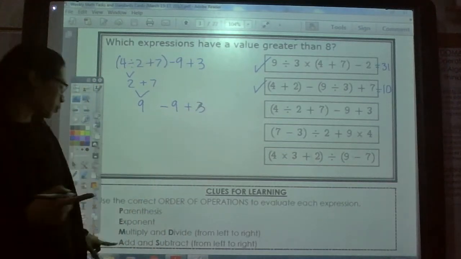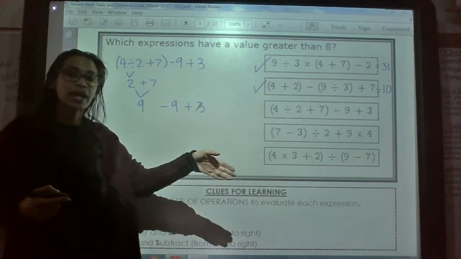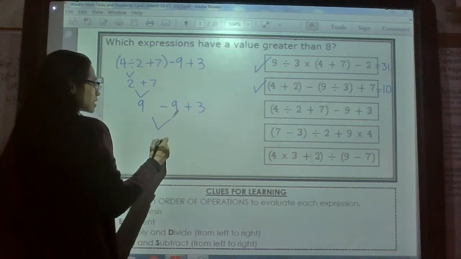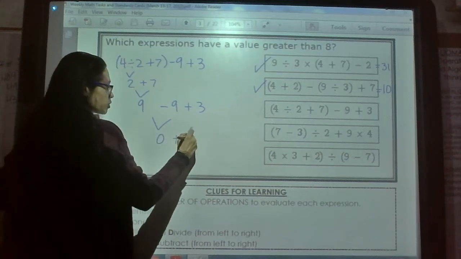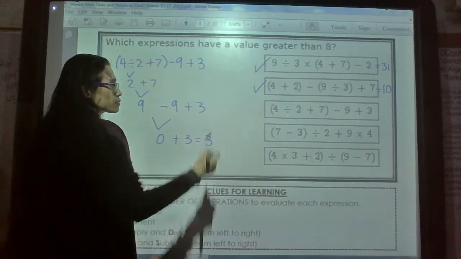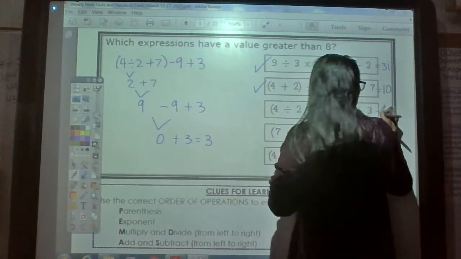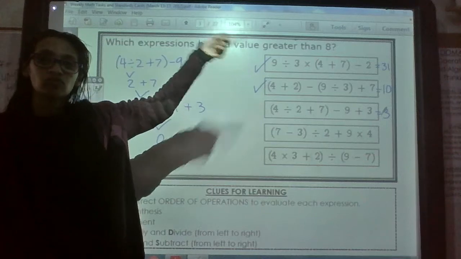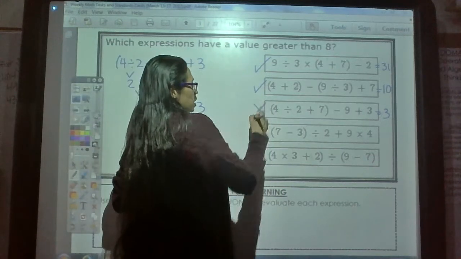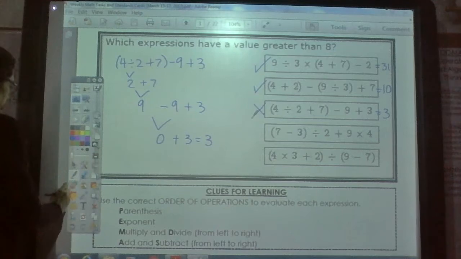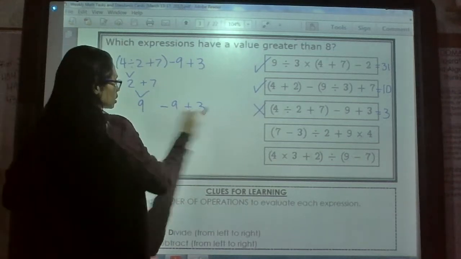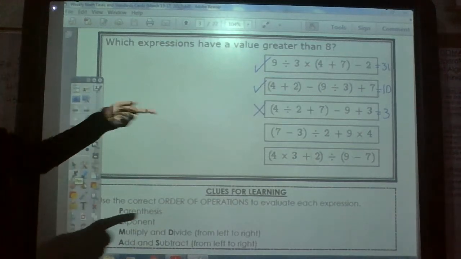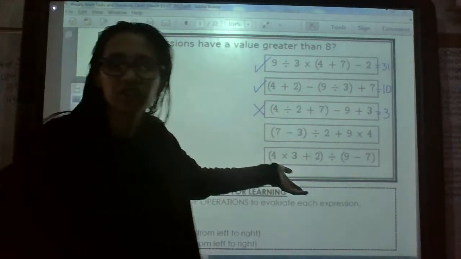So what do we do next? We don't add. Remember, we add and subtract from left to right. So we see the subtraction problem first. 9 minus 9 is 0. Plus 3 equals 3. So go ahead and write that down. Now, does that expression have a value greater than 8? Nope. So we could just put an X right there. Oh no. You're not greater than 8. You're less than 8. All right, erase. All right, the next one. We're doing so good. You guys are so smart.